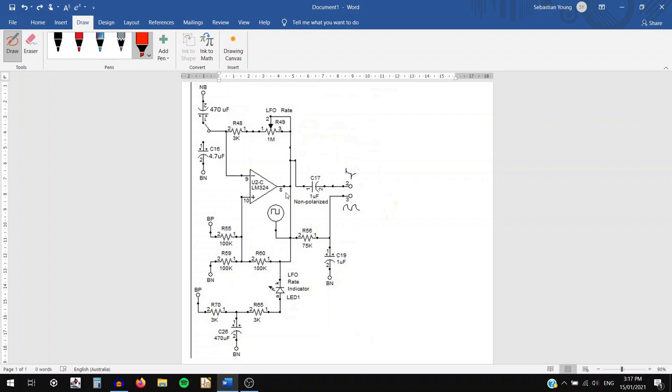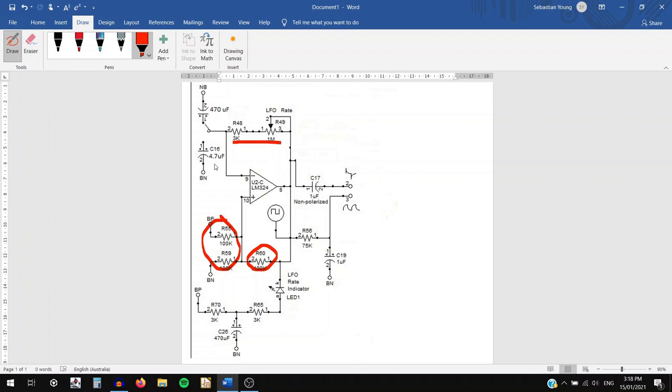So let's assume that on power up, the comparator is in high saturation. These two resistors just here form a voltage divider that supplies half the supply voltage to the non-inverting input of the comparator. And then this resistor here, being used as positive feedback, causes the voltage on the non-inverting input to change, depending on whether the output is in high or low saturation. We also have a negative feedback path between the output and the inverting input, made up of the LFO rate pot and this current limiting resistor just here.